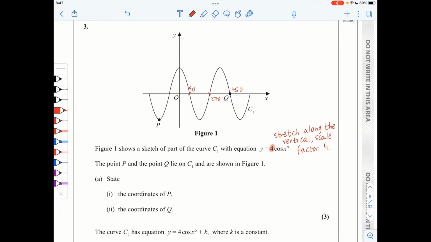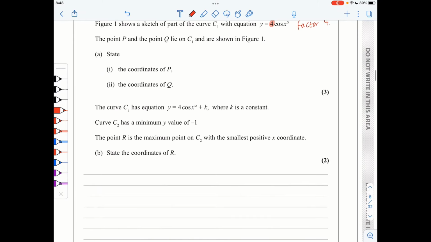And if I move on to the negative x-axis, this is minus 90, this is minus 270, and halfway in between at minus 180, it's the x-coordinate of P, and the y value is -4 because of the stretching by a scale factor of 4, and therefore P will have coordinates of minus 180 degrees, comma -4, and Q has coordinates of 450, comma 0.